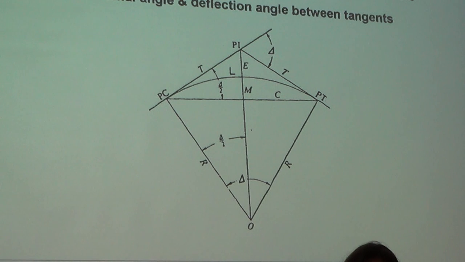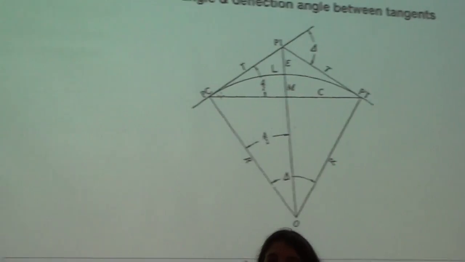So far we have point of curvature, point of intersection, point of tangency. We have these two T's represent tangent. L represents the length of the curve. C, as you can imagine, represents the chord. R, we know, represents the radius. And delta represents the interior angle that encompasses the whole length of that arc that you're driving on. Let's go back to this degree of curvature again.